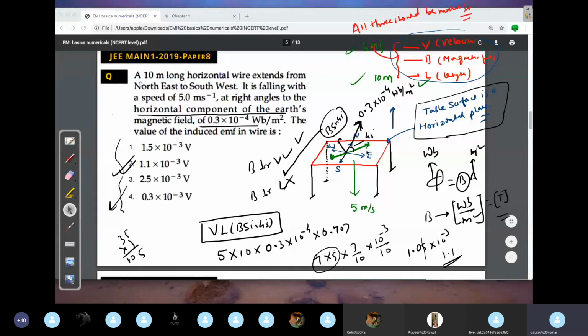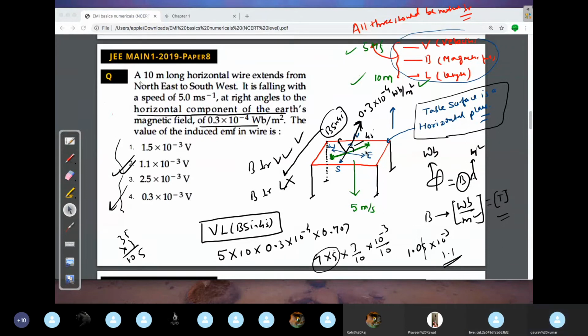Is this clear to you? B and L are not mutually perpendicular. Yes, sir. Now you can see a component of B. B is like this. If I take the components of this, I'll get two components. One component is B cos theta this side, and B sin theta this side. So B sin theta will be perpendicular to L. Now, your length and V are mutually perpendicular, so you will get the EMF by multiplying these three. Is it clear now?